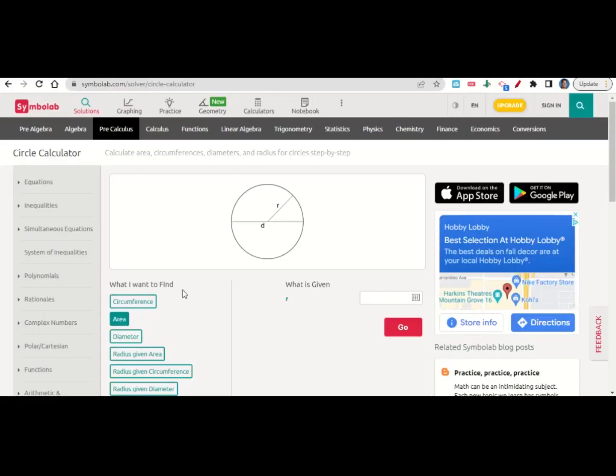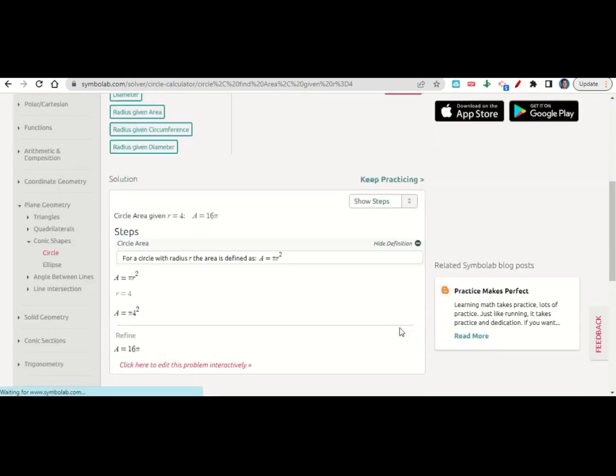Let's take a look now at how we can use Symbolab to check our work when finding the area of a circle. So we go to Symbolab and then go to the circle calculator, and then we're going to click on area. And all it needs is to know what the radius is. So let's say that the radius of our circle is 4. We'll go ahead and put that in and click go.